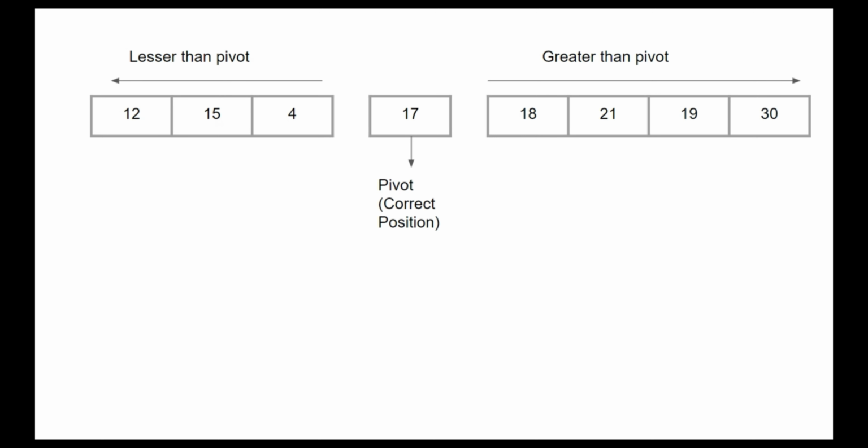So we need to perform the operation on the left and right. 17 is in the correct position, but we cannot say that the subarray values are in sorted order. We can be sure that the elements lesser than the pivot are on the left side and the elements greater than the pivot are on the right side, but we cannot guarantee that both subarrays are sorted. So we are going to do some operation on each subarray.